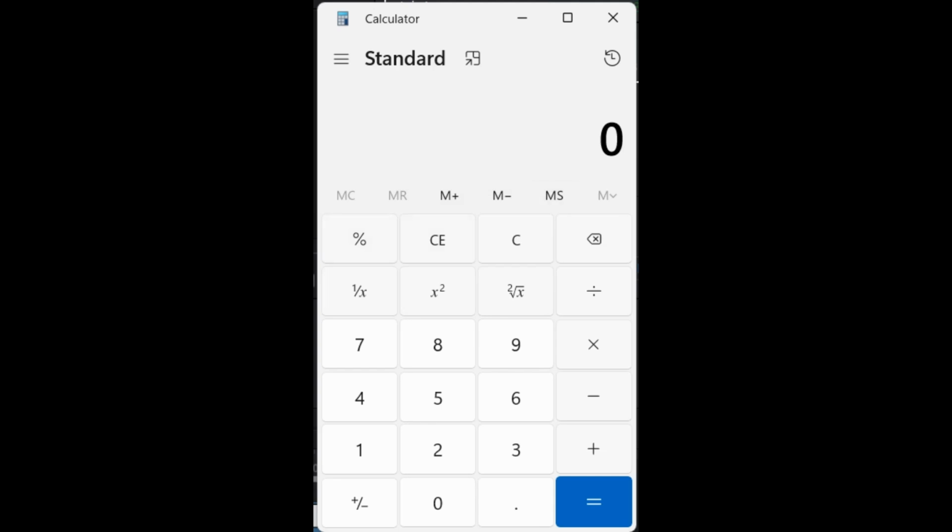But yeah, that's really most of the features that you have here. I think there are some keyboard shortcuts too, but I just wanted to get through some of the main things. The big thing here is the standard and the scientific mode. Be very careful when you're mixing operations.